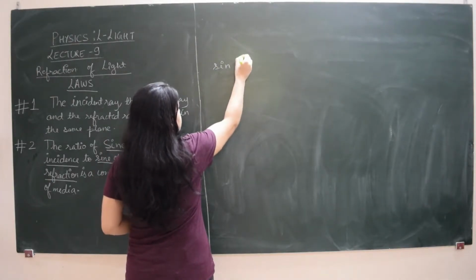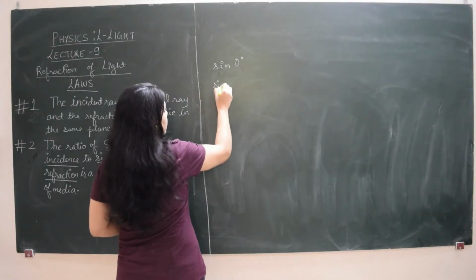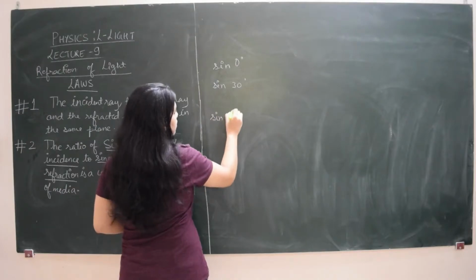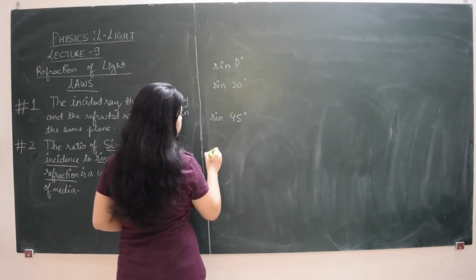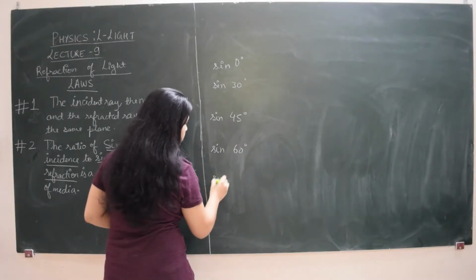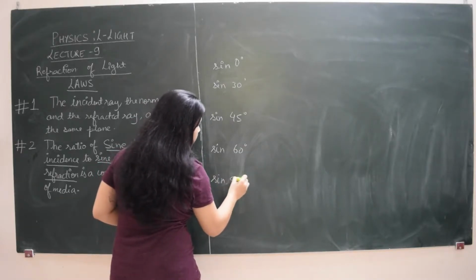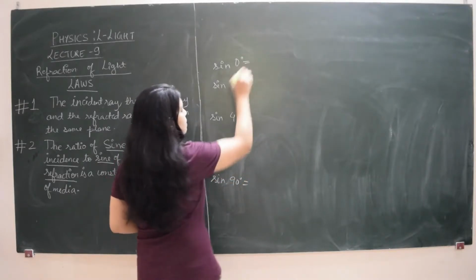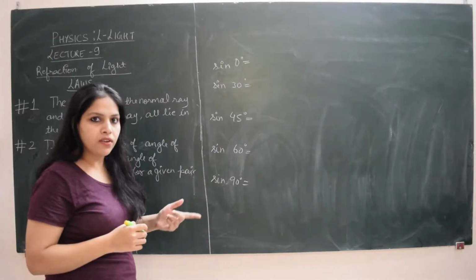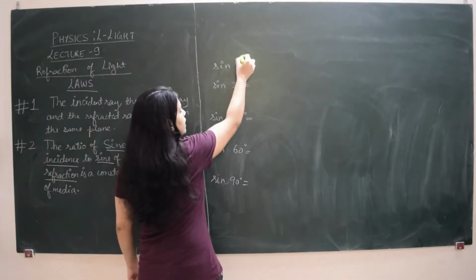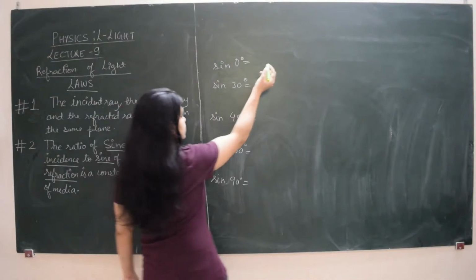So sine 0 degree, sine 30 degree, sine 45, sine 60 and sine 90. As of now you have to simply remember the values of these trigonometric ratios, the sine ratio for these particular angles, and you do this chapter in detail in mathematics in class 10th itself.